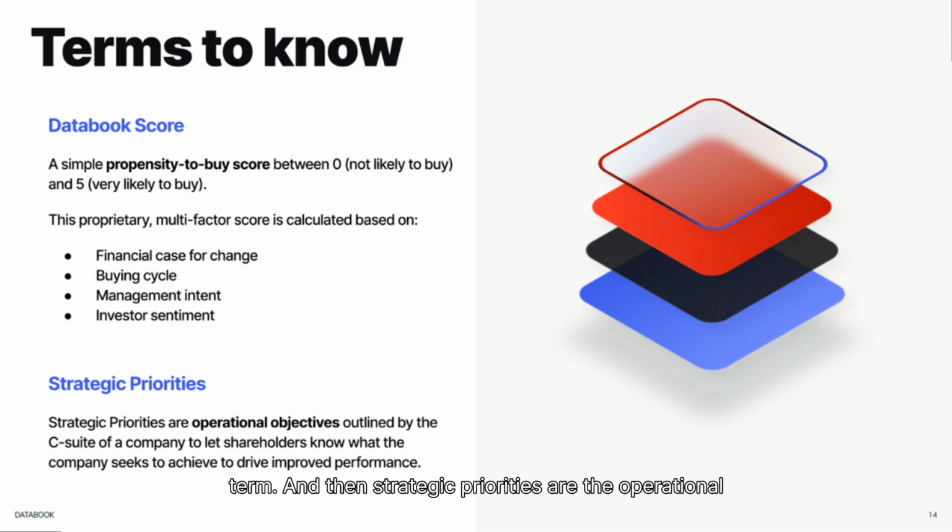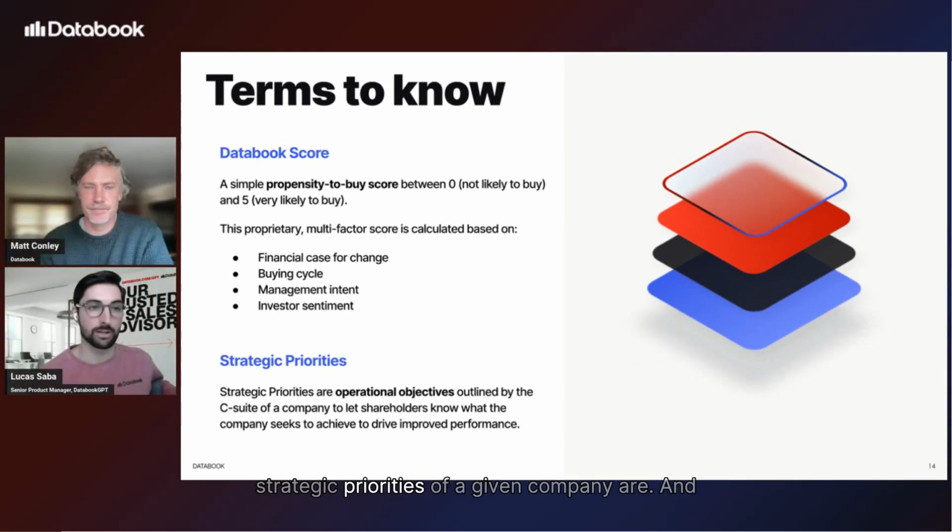And then strategic priorities are the operational objectives that are outlined by the C-suite of the company. These are human reviewed on our side and are a proprietary data set. So they're super helpful when you want to understand what the strategic priorities of a given company are. You have access to these strategic priorities through the citations, but also in the existing app. I'll be mentioning these two terms quite a lot, so I just wanted to make sure I set the stage there.